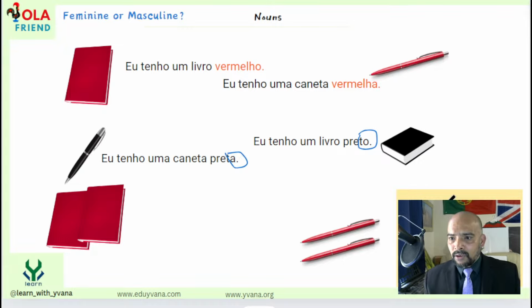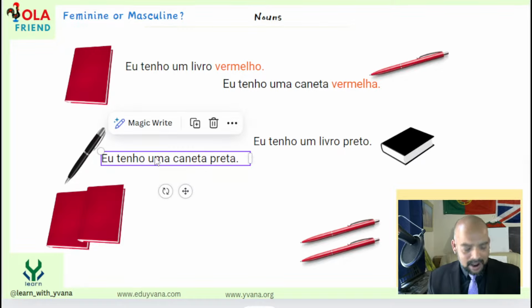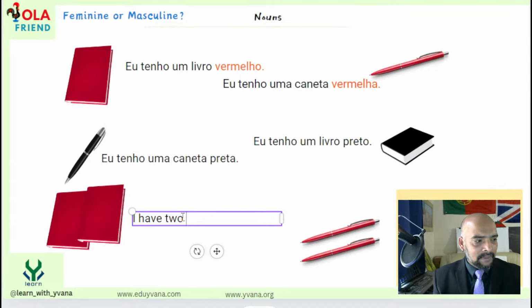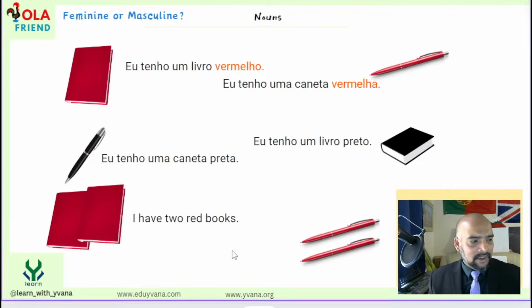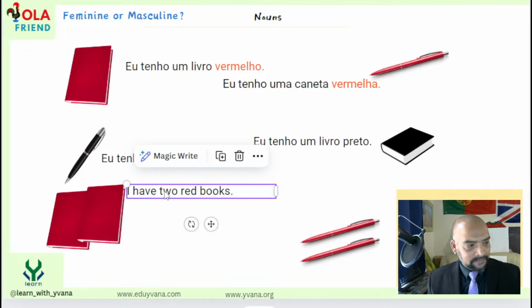Eu tenho livro preto. That's perfect, right? And eu tenho uma caneta preta. I have a black pen, right? That looks nice. Similarly, we can say, how can you say that I have two red books? I have two red books. And how can you say that I have two red pens?